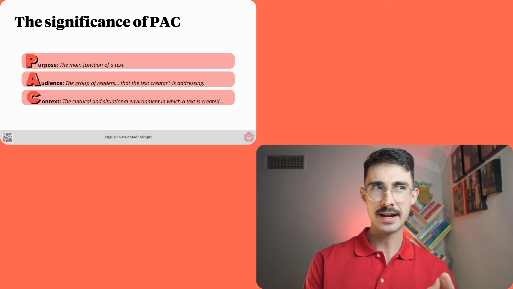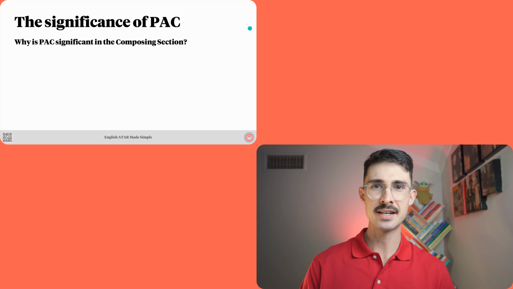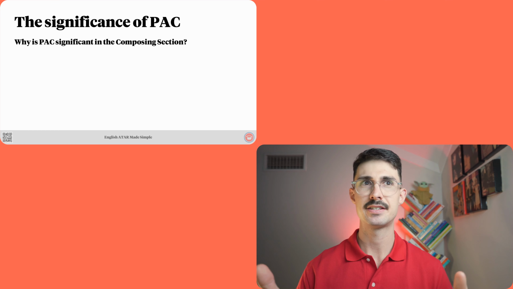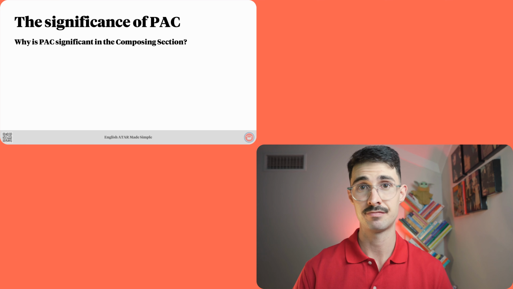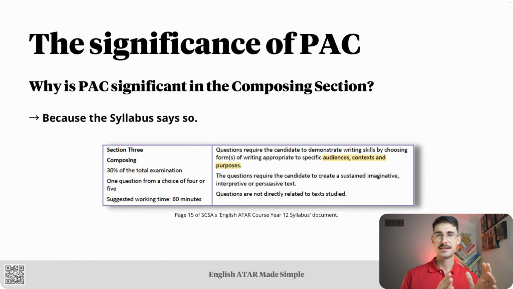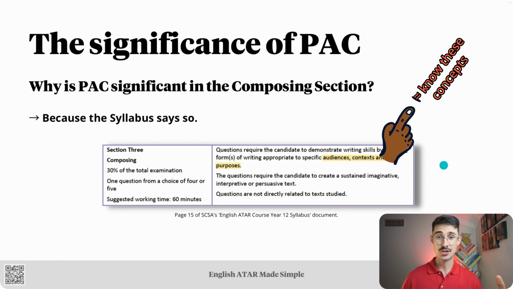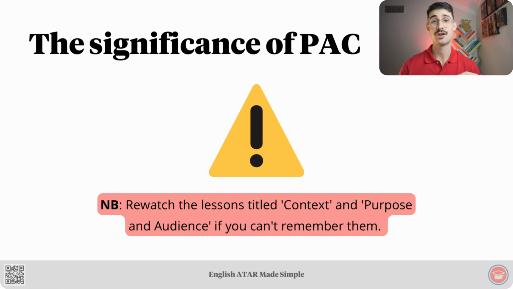That is what PAC actually refers to, but let's answer this question of why PAC is significant in the composing section. Because the syllabus says so. The design brief part of the syllabus says, basically, you should know these three concepts very well. What this means is if you're feeling a bit hazy on what context, audience, and or purpose means, make sure you go and revisit the appropriate lessons in module 2.